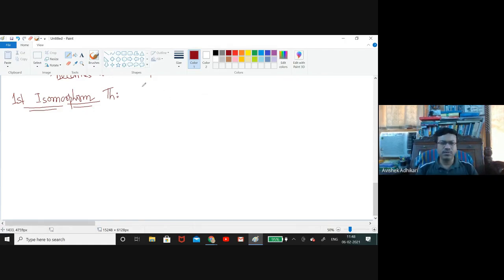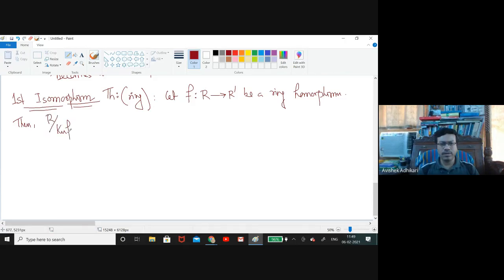Okay, so the first isomorphism theorem states, say this is for rings, the same thing happens for groups as well. So it's for rings. It says that let f from R to R dash be a ring homomorphism, then R quotient kernel of f. As I mentioned, when you have a homomorphism, you will also have the concept of kernel of f. That must be isomorphic to image of f.